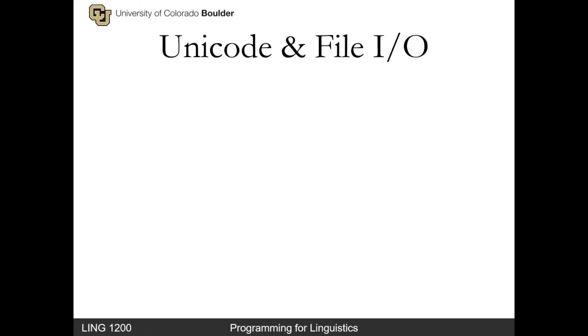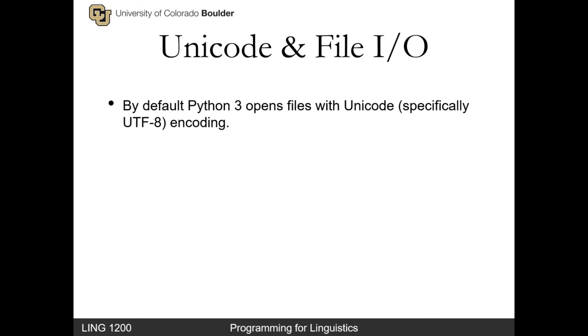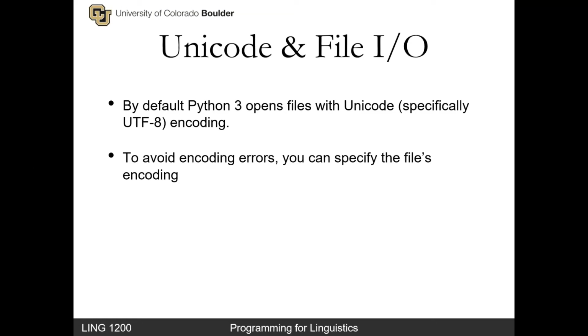Okay, so I said that Python 3 handles Unicode just fine. It doesn't mean that everything's going to be encoded in Unicode, even though it's supposed to be universal. By default, Python 3 opens files with Unicode, and specifically what's called UTF-8 encoding. However, you can't always assume that. So sometimes you have to put in your own encoding. To avoid encoding errors, you have to specify the file's encoding. And sometimes I've found, even with Python 3, that I have to specify the UTF-8 encoding.